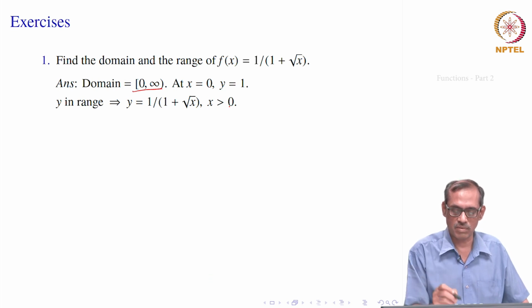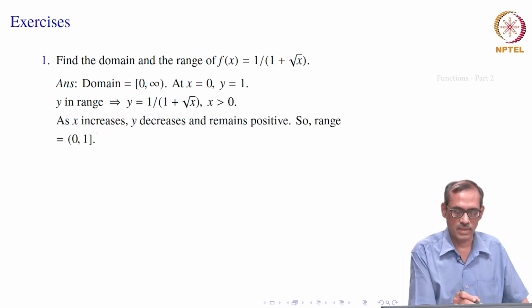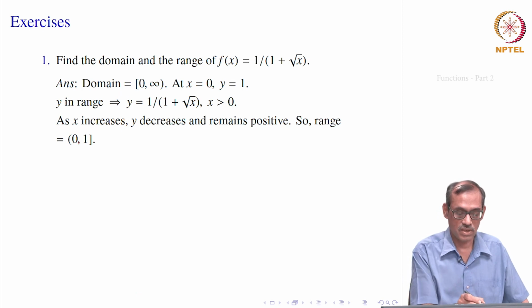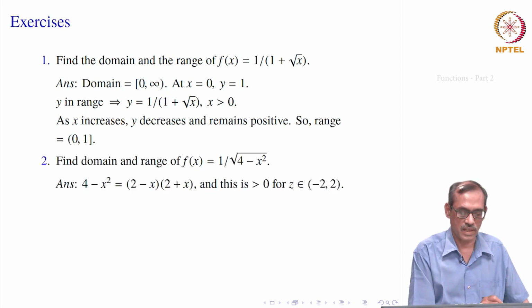So, let us take the second case when x is bigger than 0. In this case we have to observe something: as x increases, y decreases because it is 1 by something, but it remains positive. So, it cannot go beyond 1. Therefore, the range must be (0, 1], but whether it is equal to that, you have to see something more: that for each y in the semi-open interval (0, 1], you should find a corresponding x, and that is quite easy to get. So, this is the range.